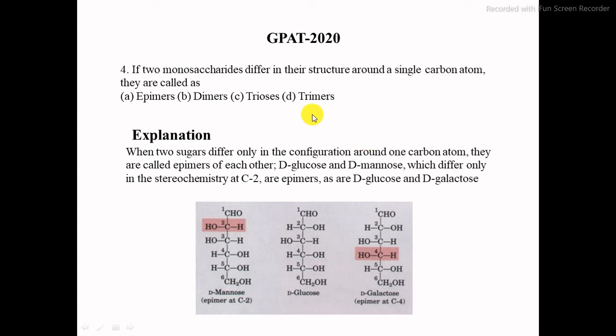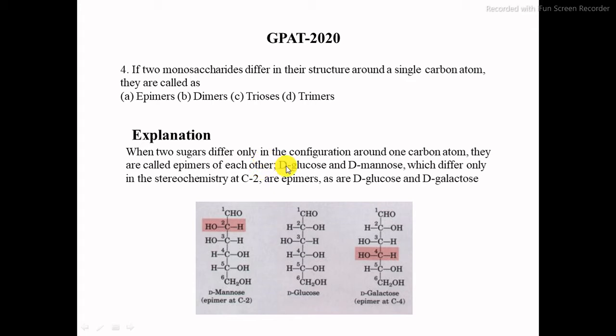Now coming to the fourth question. If two monosaccharides differ in their structure around a single carbon atom, they are called epimers, dimers, trios or trimers. So here the right answer is epimer. Let's see the explanation. When two sugars differ only in the configuration around one carbon atom, they are called epimers of each other, right? Here sugar means monosaccharides. So let's see the examples of epimers.